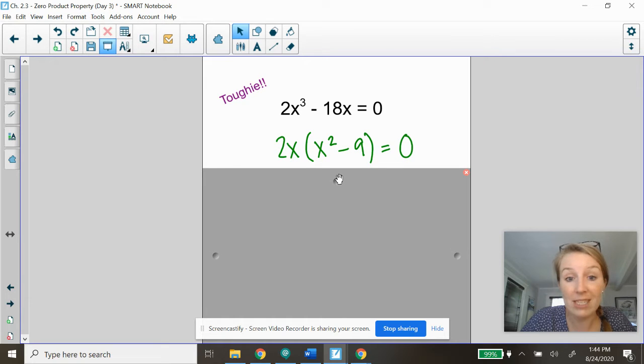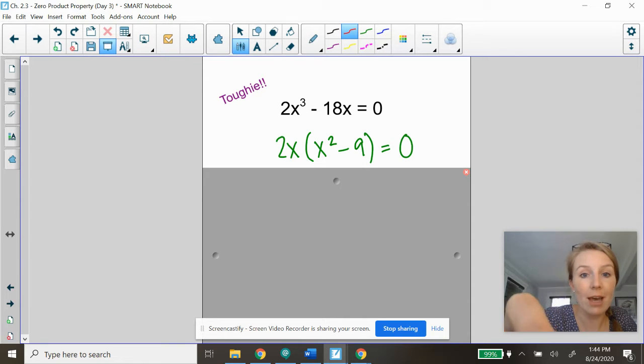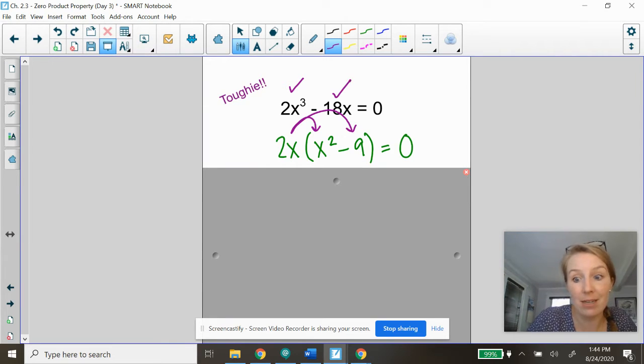Remember, we want to look to see what they can share. What can I pull out? They both share 2x, so I'm going to take that out, and I'm going to be left with x squared minus 9 inside the parentheses. Remember, you can always check that, right? If I distribute 2x times x squared, I'll get back to 2x cubed. I can distribute 2x to the negative 9, and I'll get back to the negative 18x, excuse me.